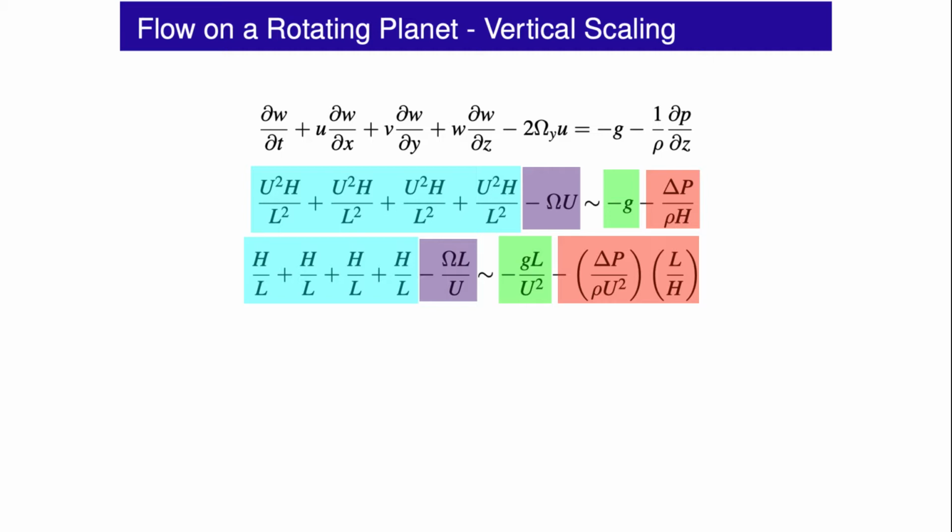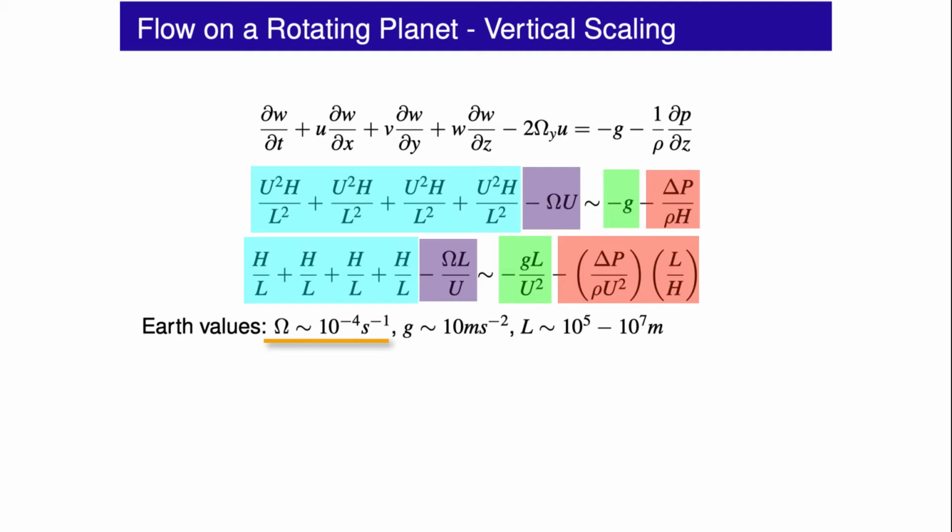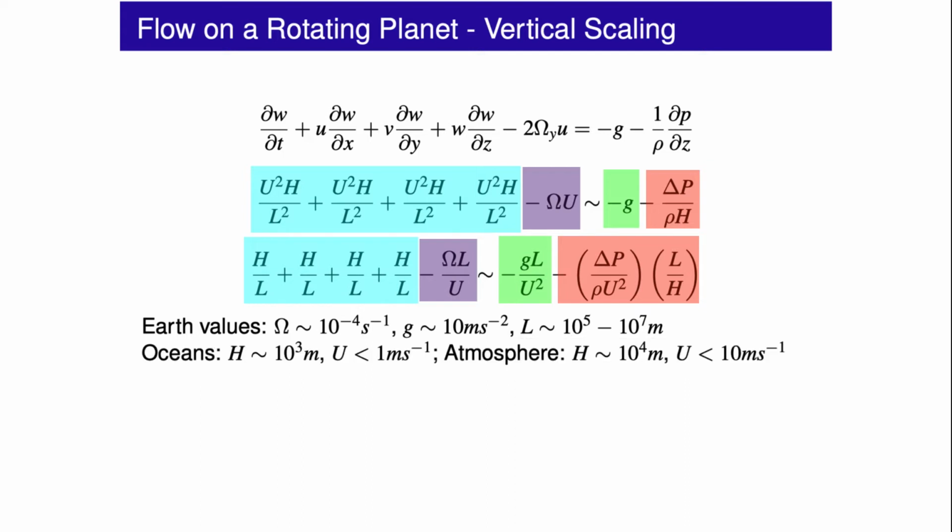Let's consider some typical Earth values for these terms. Omega, Earth's rotation, is about 10 to the minus 4 per second depending on latitude. Gravity is 10 meters per second squared, and ocean basins and atmospheric systems are anywhere between hundreds of kilometers right up to the circumference of Earth. For the ocean, the vertical scale is kilometers, with typical velocities of under a meter per second, while the atmosphere is tens of kilometers deep, with velocities potentially up to tens of meters per second.